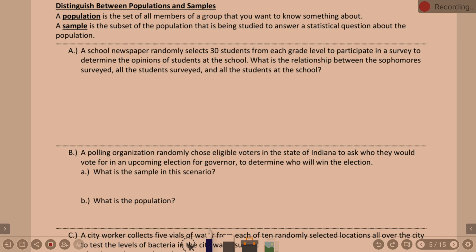Example A. A school newspaper randomly selects 30 students from each grade level to participate in a survey to determine the opinions of students at the school. What is the relationship between the sophomores surveyed, all the students surveyed, and all the students at the school? The sophomores could be a sample. What would be the overall population here? When we talk about all the students at the school, right there we're talking about our population.